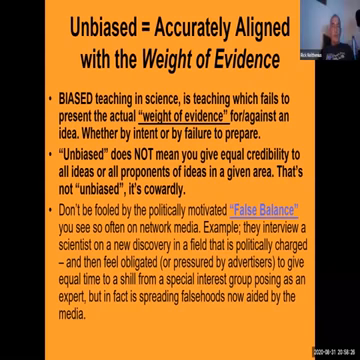Unbiased teaching is teaching that is accurately aligned with the weight of evidence. Biased teaching is teaching anything else, which fails to present the actual weight of evidence, whether by intent or by failure to prepare. So it might be innocent, or it might actually be with an agenda involved. You might not present the evidence against your idea because you know if you did, that your idea would be bad. So I've seen this happen in climate science, in education. I mean, it's pretty disgraceful.